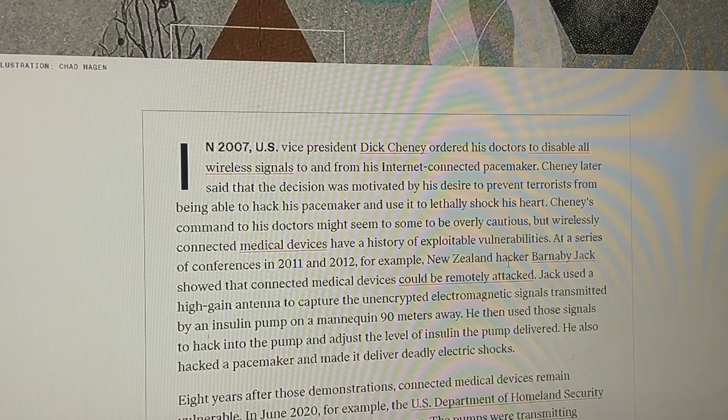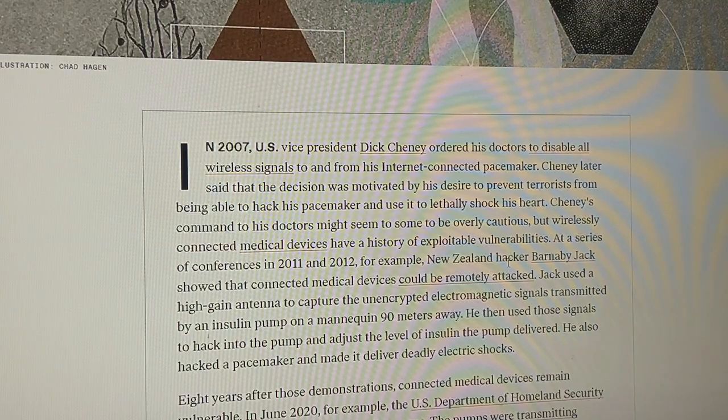Cheney later said that the decision was motivated by his desire to prevent terrorists in 2007 from being able to hack his pacemaker. You're starting to see how insulin pumps and pacemakers are kind of important to protect. I figure since we need the Disney Channel, I need to tell you that out loud, right?